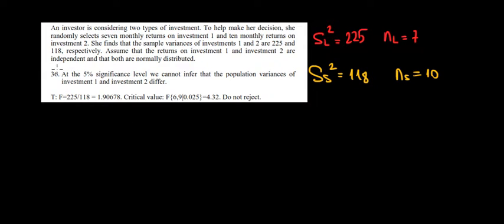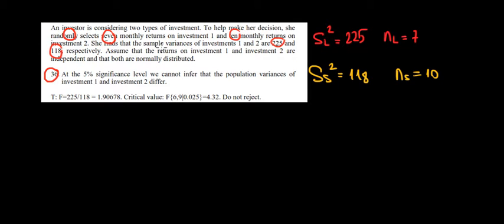Let's have a look at question 36 in this video. So we have an investor that's considering two types of investment. Now to make the decision, she randomly selects 7 monthly returns on investment 1, so got 7 there, and 10 monthly returns on investment 2. She finds that the sample variances of investments 1 and 2 are 225 and 118 respectively.